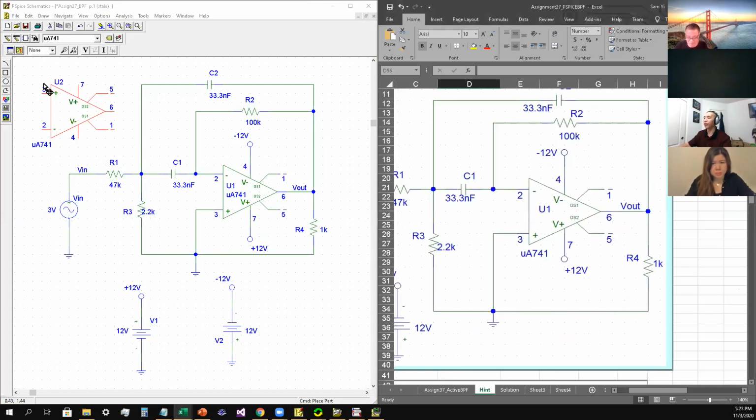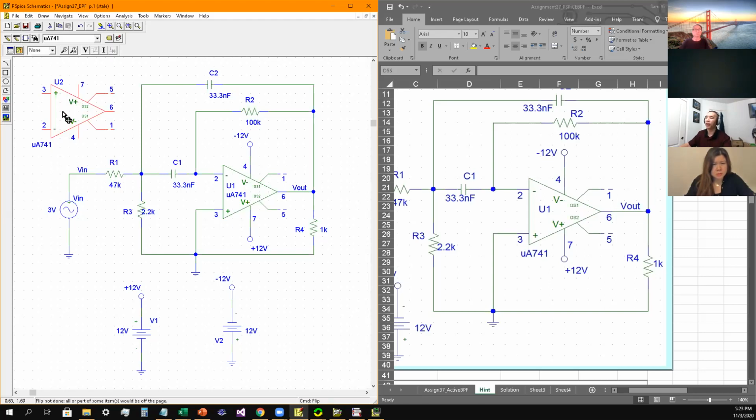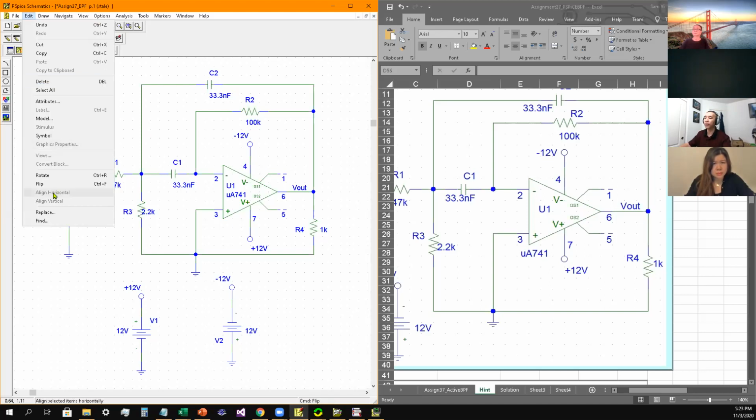So you see that pin 3 is up here, pin 2 is up here, and then pin 7 is supposed to be on the bottom. So you have to do it. Just make sure you highlight it and go to Edit and click on Flip. Or you can use your keyboard, Control F would flip it. Let me see. Okay, so Control F to flip.